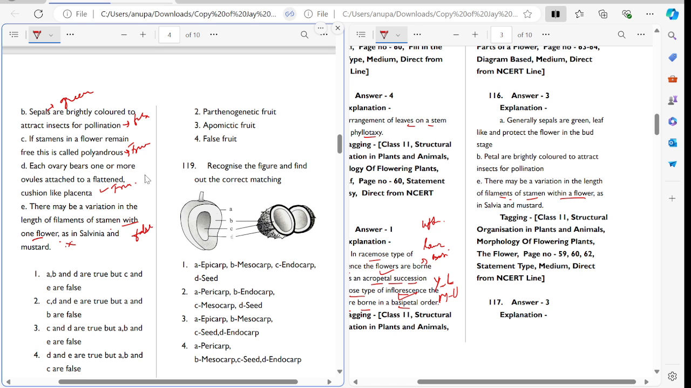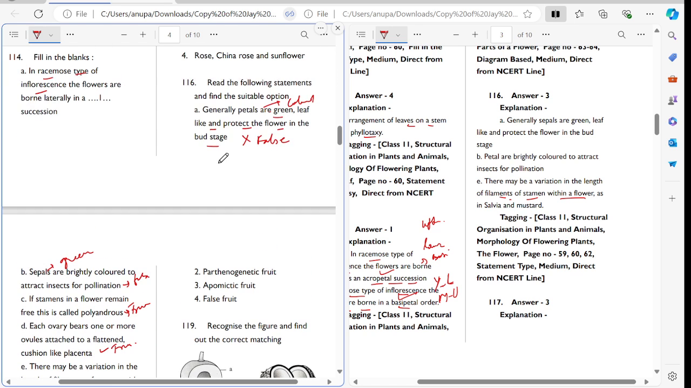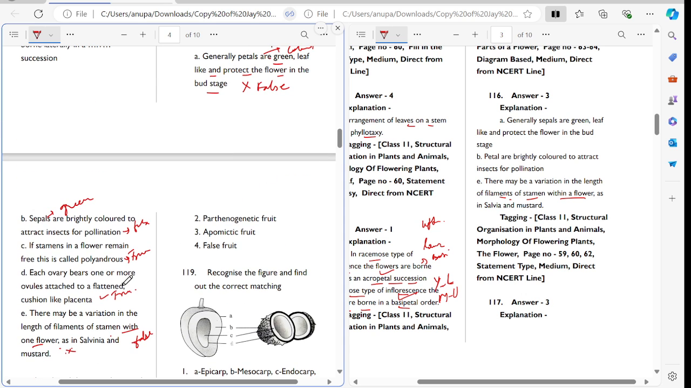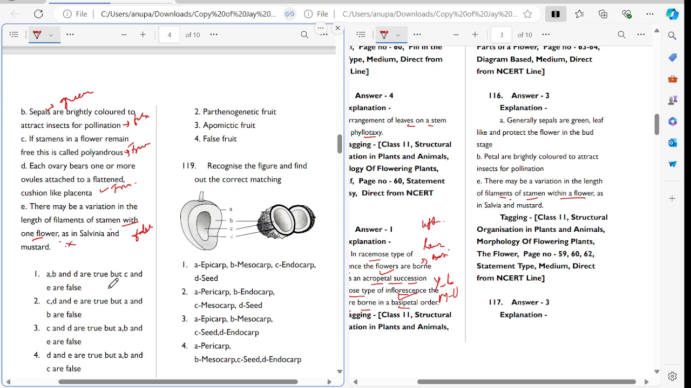So here we have to find out the suitable option, meaning we have to find out the correct one. Let's check the options. Option 1 says that A, B, and D are true. But A and B are false, so this could not be the answer. The second option is C, D, and E are true. Here C is true, D is true, but E is false. So it could also not be the answer.